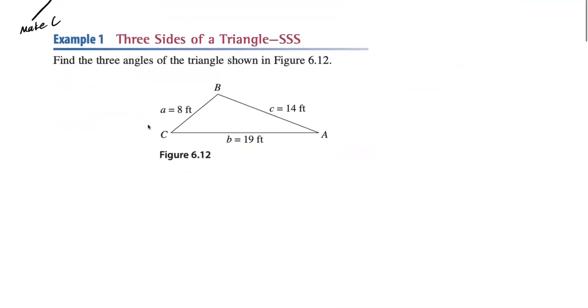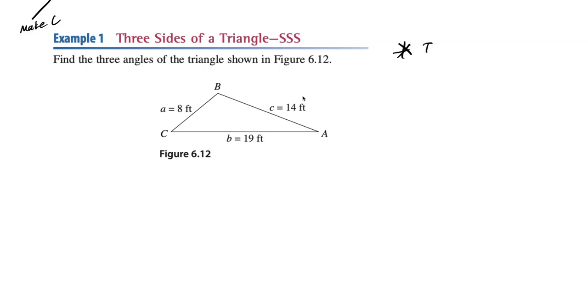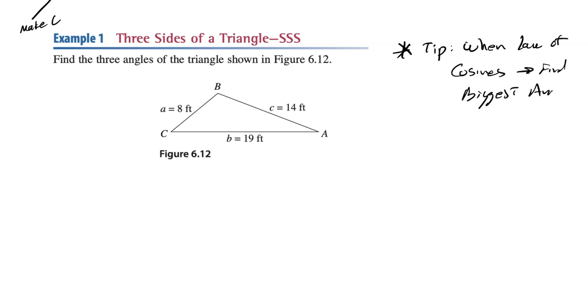So let's go here. Find the three angles shown in figure 6.2. So here's our thing. We want to find all three angles. So here's another rule, a tip. When using Law of Cosines, find the biggest angle first when applicable. So I was just saying, if something like here, you have all sides and you have to find an angle, you want to find the biggest angle first.